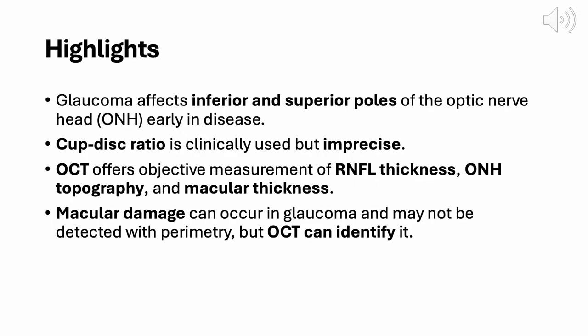Let's start with a few key points to keep in mind throughout this chapter. Glaucoma tends to damage the inferior and superior poles of the optic nerve head early in the disease, which has important implications for where we look during exams and imaging. While the cup-to-disc ratio is commonly referenced, it's actually a fairly imprecise metric. OCT gives us more objective and quantifiable data, specifically about the RNFL thickness, the topography of the optic nerve head, and macular thickness. Importantly, macular damage can occur even in early glaucoma and might go unnoticed on standard perimetry, but OCT is sensitive enough to detect it.